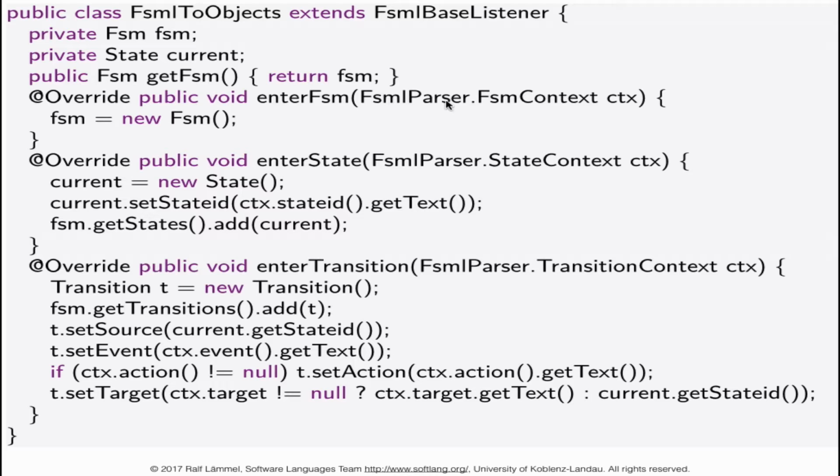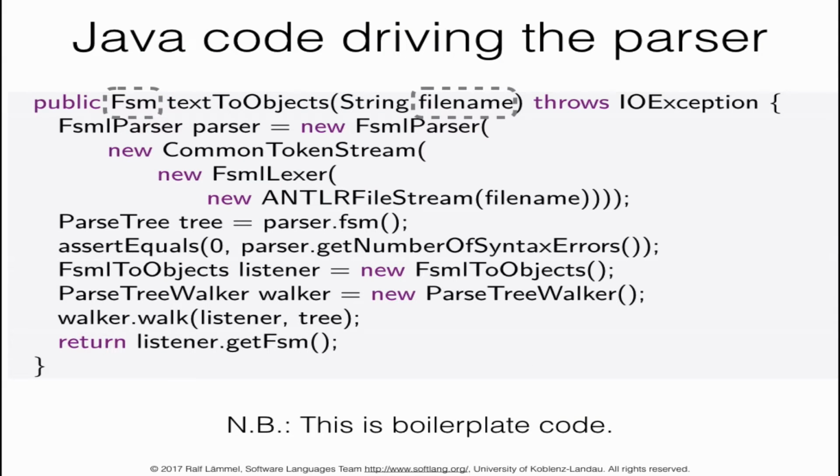So we implement these enter FSM, enter state, enter transition methods of the FSML listener. And then we just have to plug this listener somehow into a walking process over the concrete syntax tree. And in this manner, we would construct this FSM object with all the transitions and states. And this is the code that drives parsing, including abstraction.